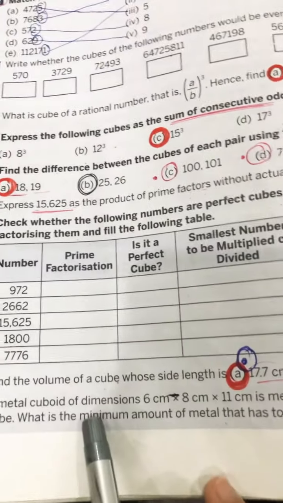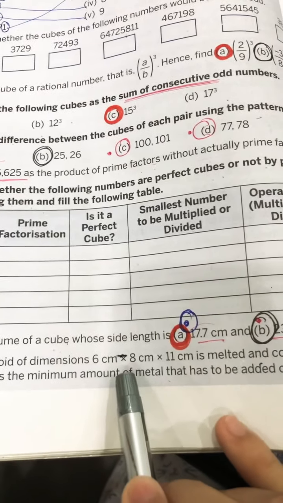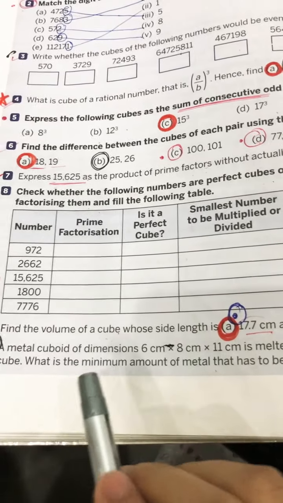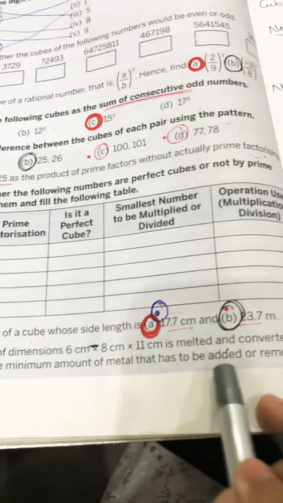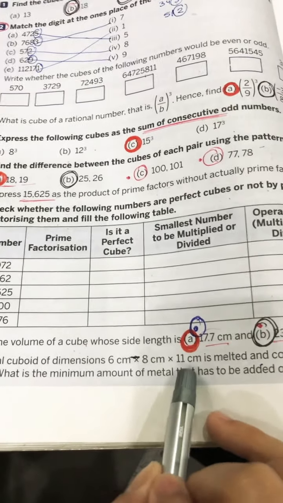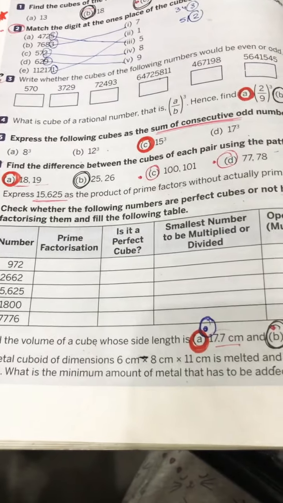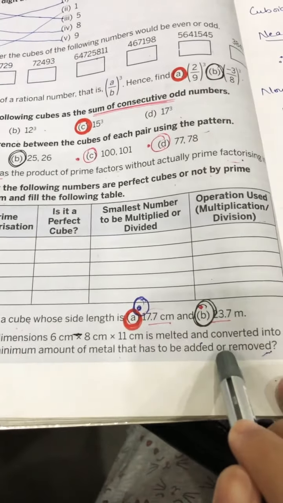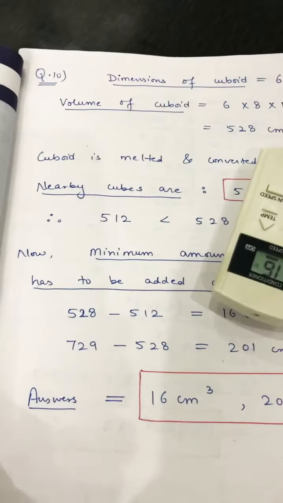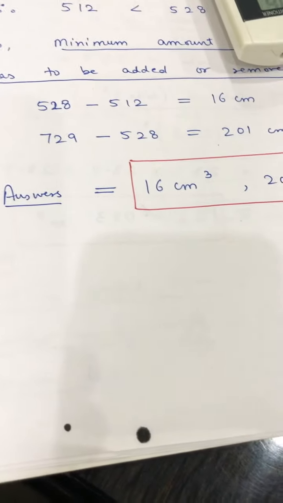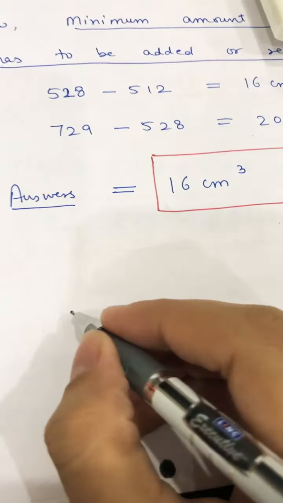A metal cuboid of dimensions 6 centimeter, 8 centimeter, 11 centimeter is melted and converted into a cube. What is the minimum amount of metal that has to be added or removed? Okay, the dimensions of a cuboid are given. Then they are saying that this cuboid is converted or melted into a cube. When the cuboid is melted into a cube, you have to tell how much metal has to be added or removed.